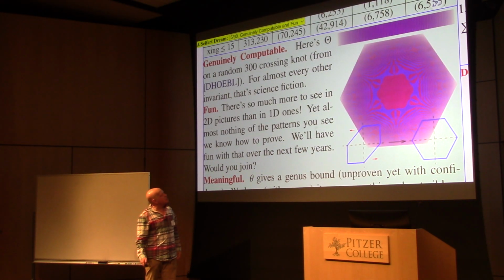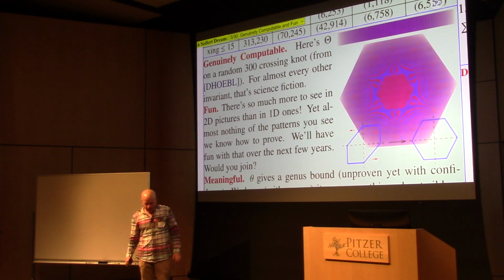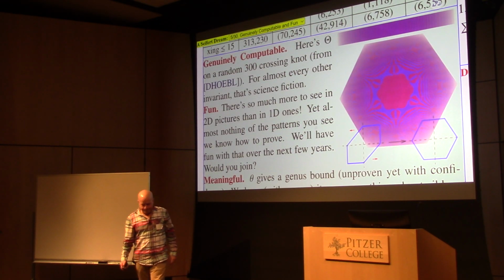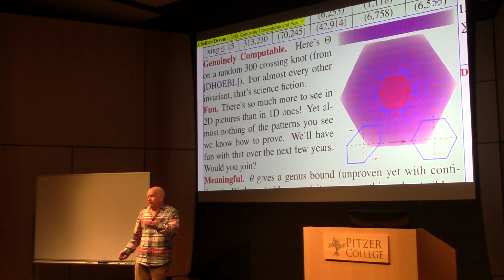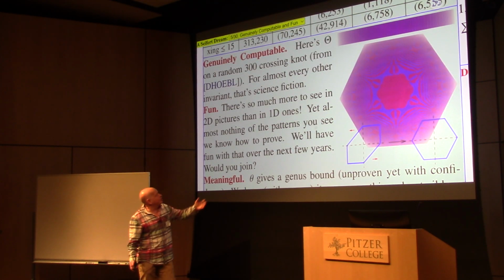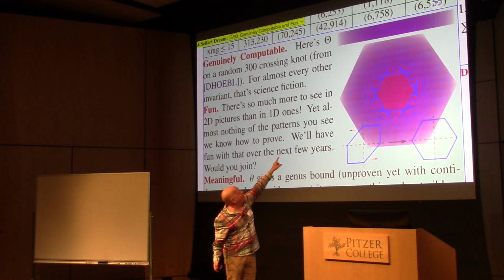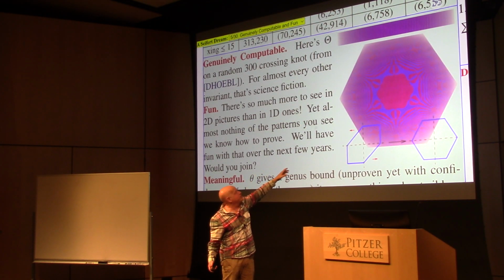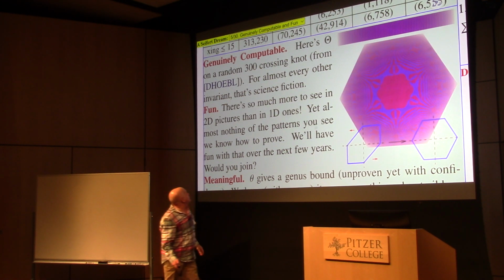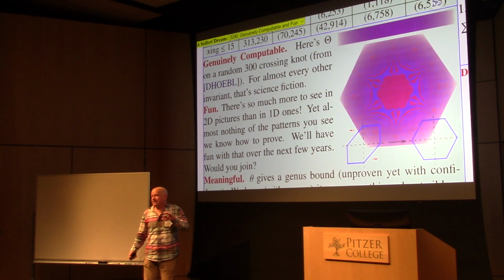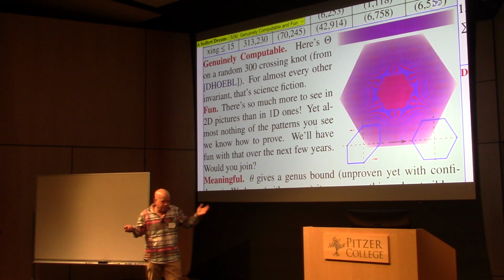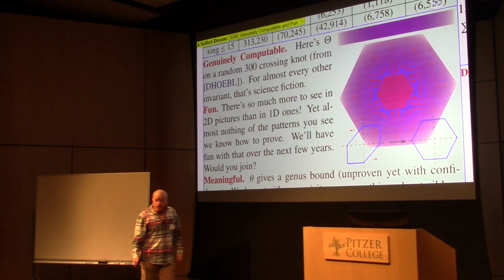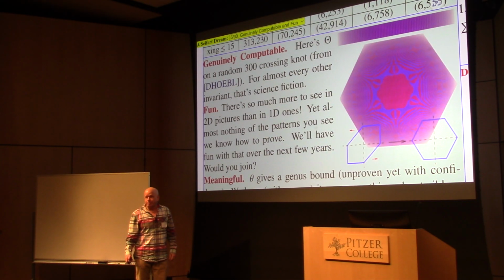Now, what do I mean by genuinely computable? You can compute it with knots with hundreds of crossings. In particular, I'll explain it in a minute. Here is the value of the invariant on a random knot with 300 crossings. For practically anything else in knot theory, if you say 300 crossings, it's science fiction. You cannot compute basically anything. So that's what I mean by genuinely computable.